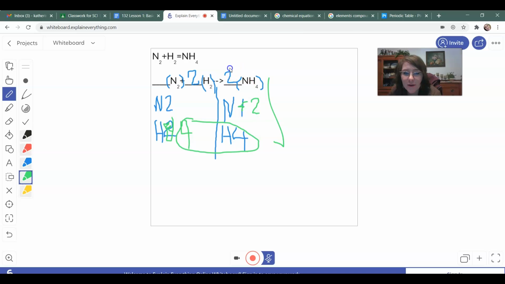But remember that distributive property? Since this is also in the same parenthesis, I'm just doing the distributive property. We multiplied 2 times N1, which gave us N2. But when we multiply 2 times H4, that is not going to be right anymore, right? We had H4 on both sides, but now we have 2 times H4, which is going to be 8 on the side. So now this isn't right. Now we have the nitrogens correct, but we don't have the hydrogens correct.